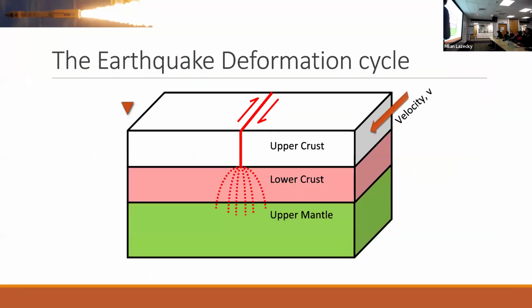So we've gone over this a little bit. Just to reiterate in a different diagram, this bit is your fault. We're not quite sure what goes on deep down. It's a bit hard to image. You have to look at geological shear zones for that. But there's some aseismic creep in the lower crust.